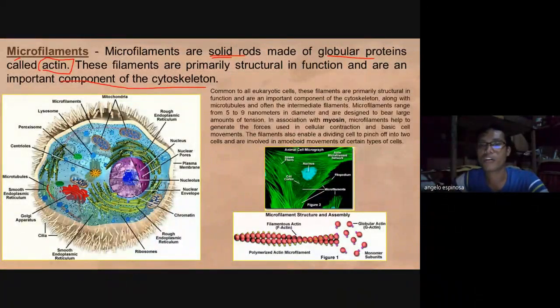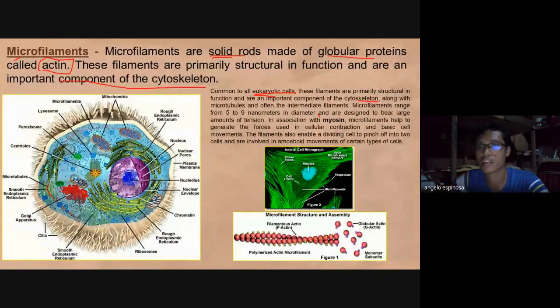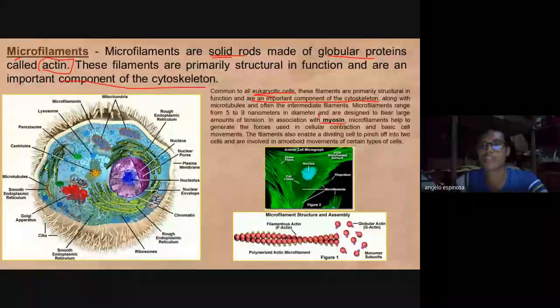They are common to all eukaryotic cells. These filaments are primarily structural in function and are an important component of the cytoskeleton, along with microtubules and often intermediate filaments. In association with myosin, microfilaments help to generate the forces used in cellular reactions and basic cell movements.